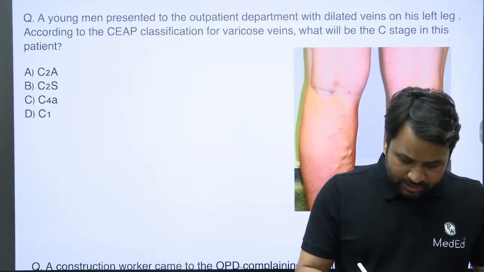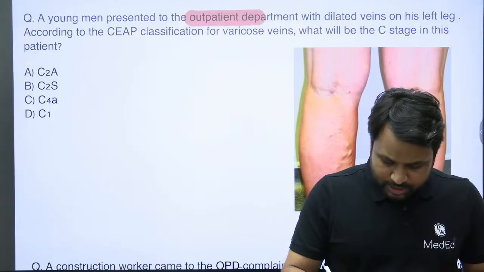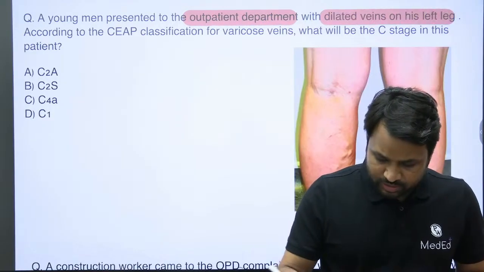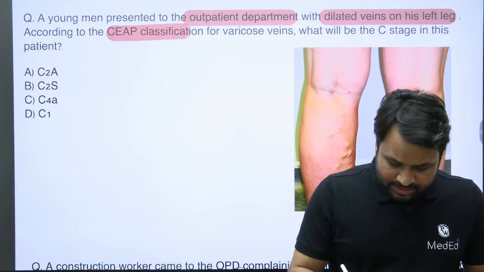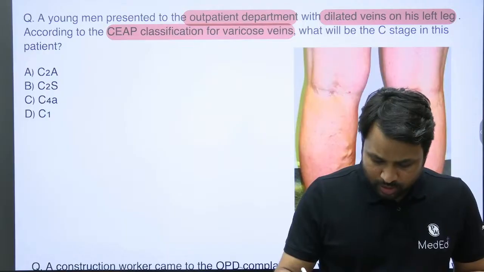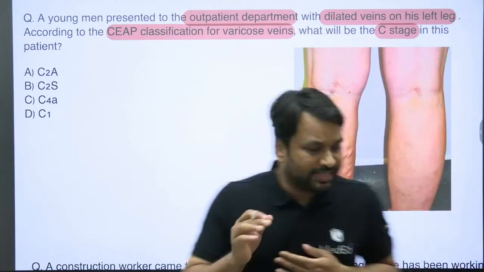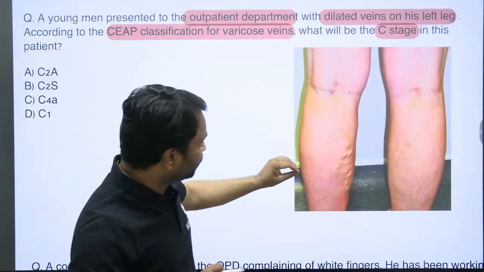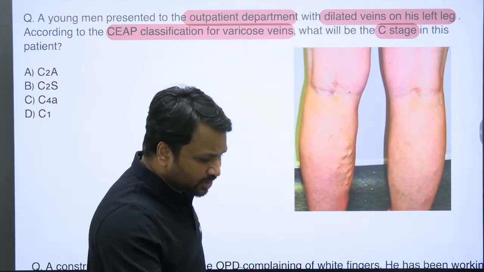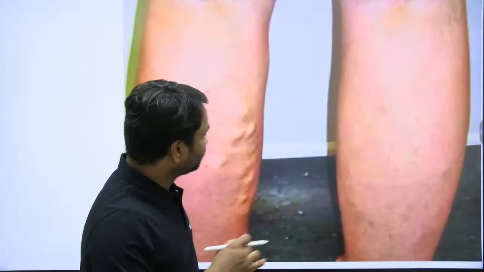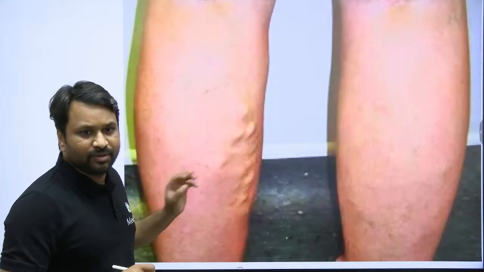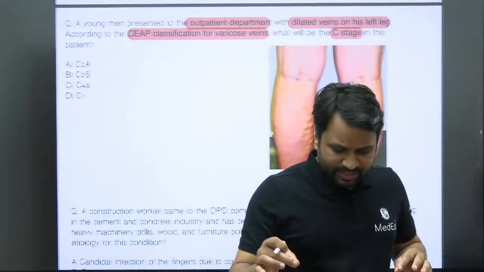I have a young man who presented to the outpatient department with dilated veins on the left leg. According to the CEAP classification of varicose veins, what will be the C stage of this patient? Now you can see the image which is very well given to you. You can see there are dilated veins which are present here. Not very evident per se.